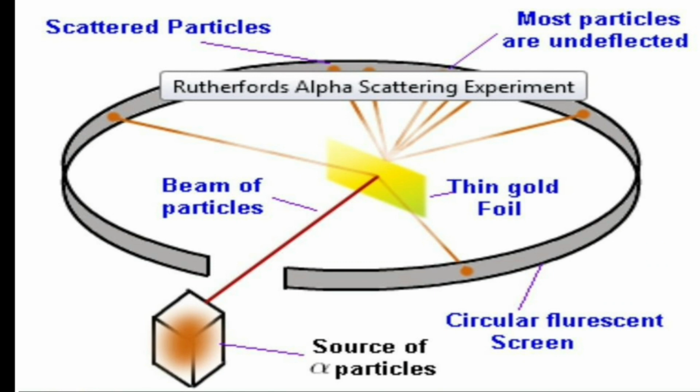This was a model of Rutherford. So this is a gold foil. This screen is of zinc sulfide, and these are the alpha particles. So we can see some of the alpha particles deflected, and mostly the alpha particles move straight when bombarded on a gold foil.